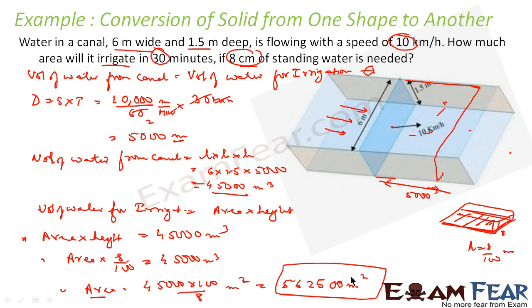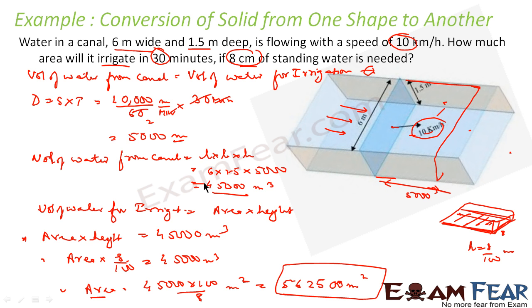Just understand, it's not that simple. Understand this, that this water is flowing at a speed of 10 km per hour. So in 30 minutes it will cover 5,000 meters distance. Length and breadth of the canal are given. You find the total volume of water that will come out. That will become a cuboid. So the total volume of water that came out is 45,000 meter cube.